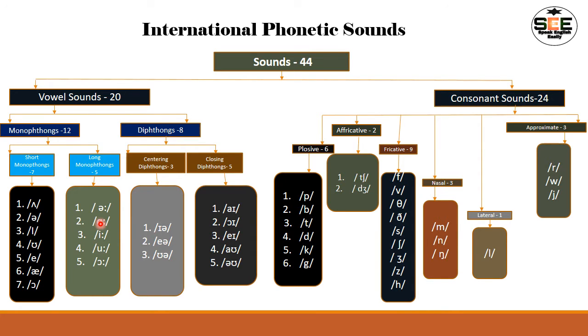Number one, it is written between slashes. Number two, it is always written in small letters. Number three, if we see a colon, then we should understand that it is a long sound. So let's start. Number one, it is a sound written like a capital A, but it is not a capital A.